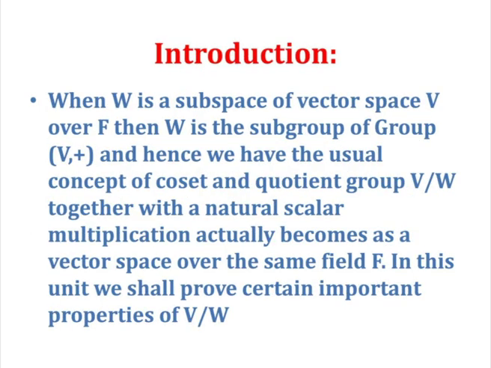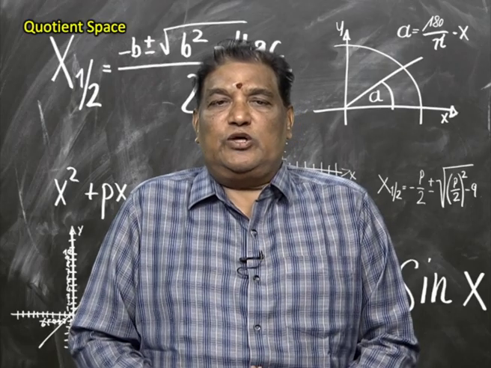Introduction: when W is a subspace of vector space V over F, then W is a subgroup of the group (V, +), and hence we have the usual concept of coset and quotient group V by W, which together with a natural scalar multiplication actually becomes a vector space over the same field F. In this unit, we shall prove certain important properties of V by W.